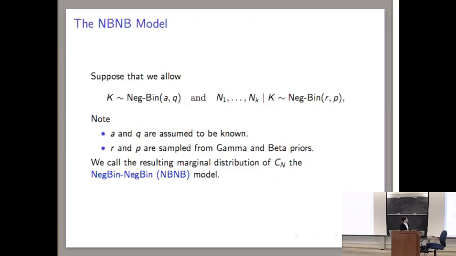So the first model is where we assume the number of clusters comes from a negative binomial with two parameters here, and these first two parameters are assumed to be known. And then for the cluster sizes, we're going to take these as well from a negative binomial, whose parameters we draw from gamma and beta priors. We're going to call the resulting marginal distribution of the random partition a negative binomial, or NBNB, model. A special case of this would be a Poisson with an alpha and a Poisson with a lambda.